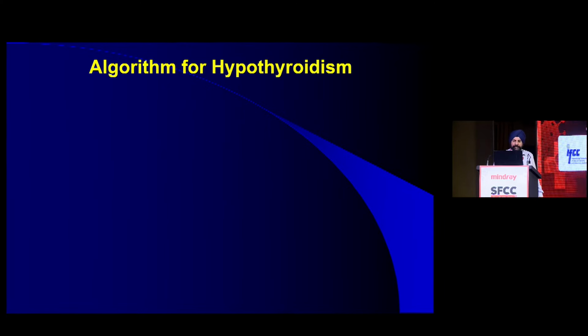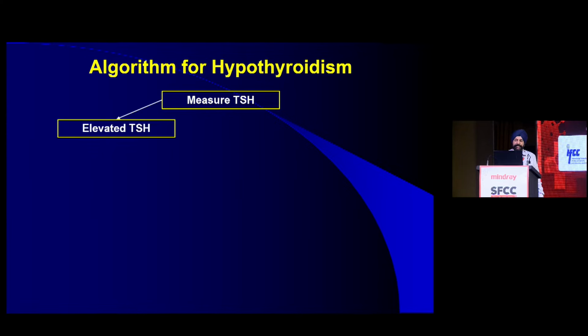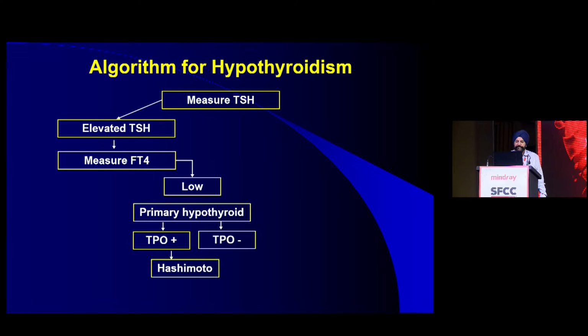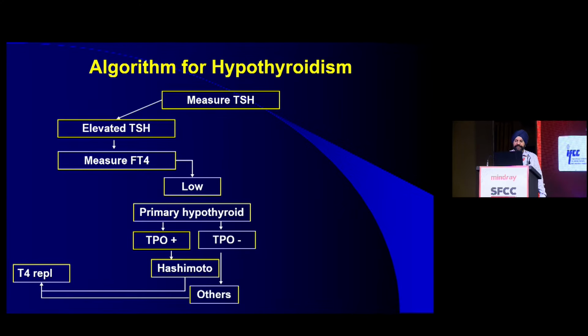So this is an algorithm of hypothyroidism. We first measure the TSH, and if the TSH is elevated, we then measure the FT4 levels. And if the FT4 levels are low, this is a case of primary hypothyroidism, we will do the thyroid antibodies. And if the TPO is elevated, it is Hashimoto. If it is, we will give T4 repletion. If it is negative, it is other cases of primary hypothyroidism, again T4 repletion.